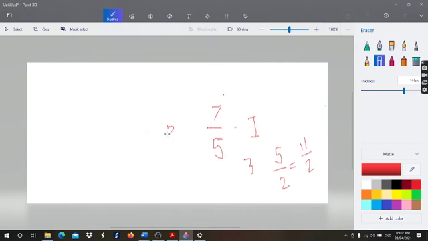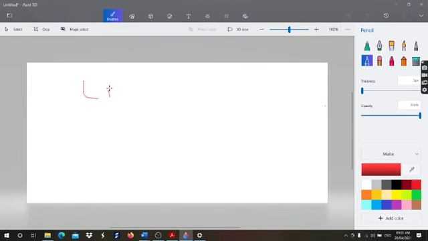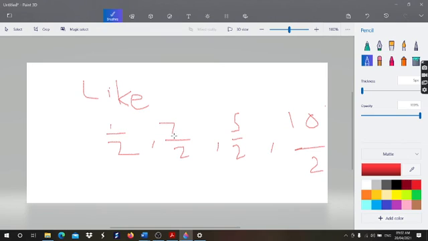Let's see like fractions. What is meant by like fractions? Like fractions means fractions having equal denominators. 1 upon 2, 7 upon 2, 5 upon 2, right, 10 upon 2. These all are like fractions.